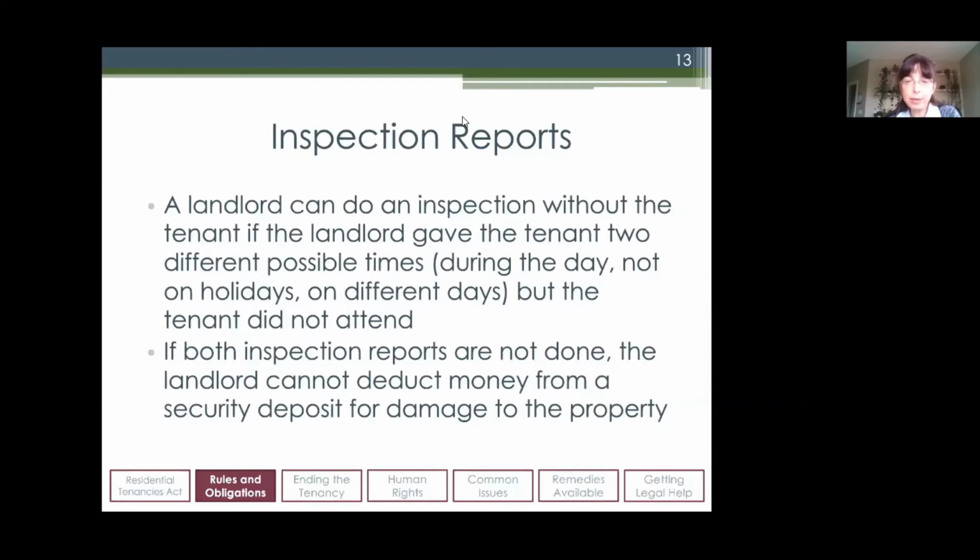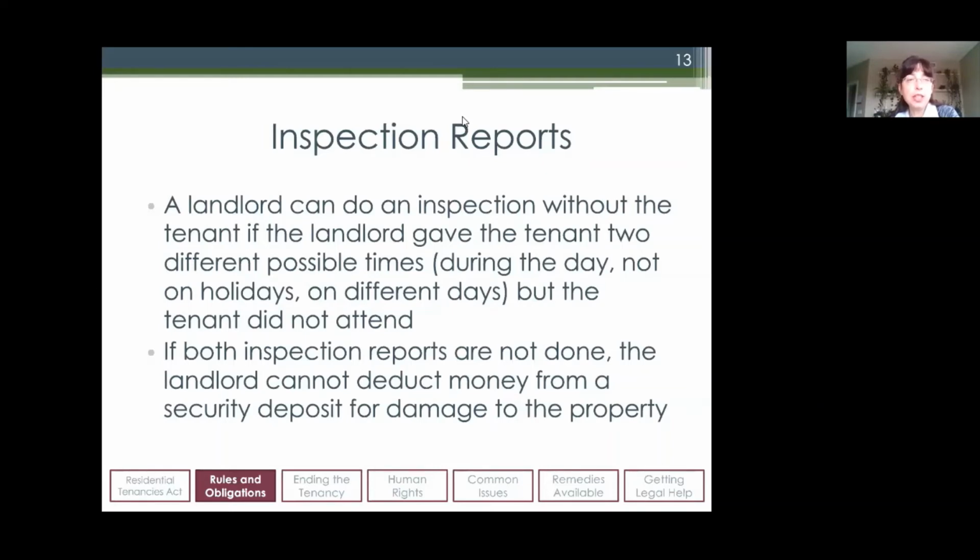The landlord is obligated to give you 2 different possible times to meet to complete the inspection report before you move in. They would be during the day, and cannot be on holidays. So with those 2 options, you have to make the time to attend one of those dates. If the inspection report is not done, then the landlord cannot simply deduct any money from your security deposit for any damage to the property.